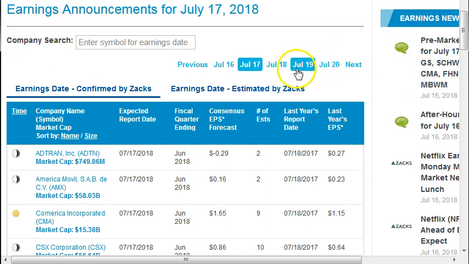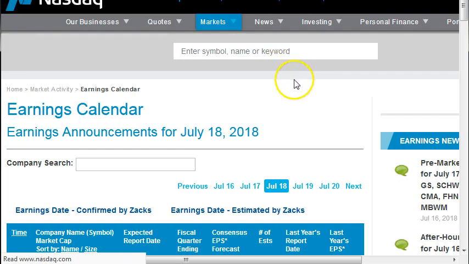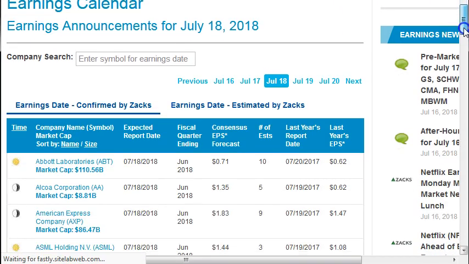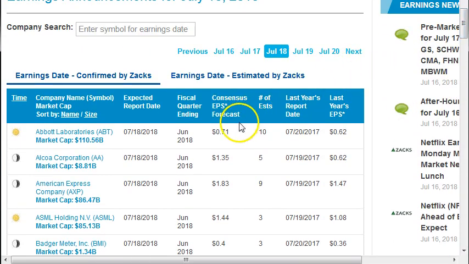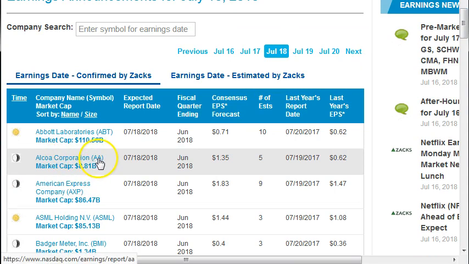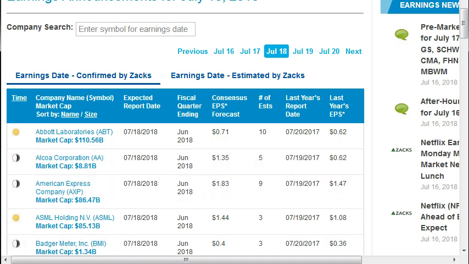Let's look at one such company, maybe on July 18th. That way you have 2 days to get your act together for demonstration purposes. So let's see Alcoa, ticker symbol AA. They are expected to have $1.35 of earnings per quarter.